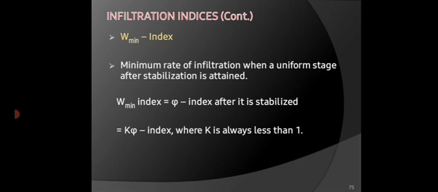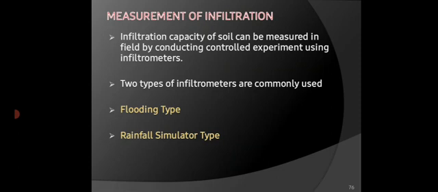Third index, W minimum index. W minimum index is equal to phi index after its stabilization. So W minimum index is equal to K times phi, where K is a constant which is always less than 1. W minimum index is the minimum rate of infiltration where the uniform stage after stabilization is attained. So from phi index we can easily find out W minimum index. So these are the infiltration indices.